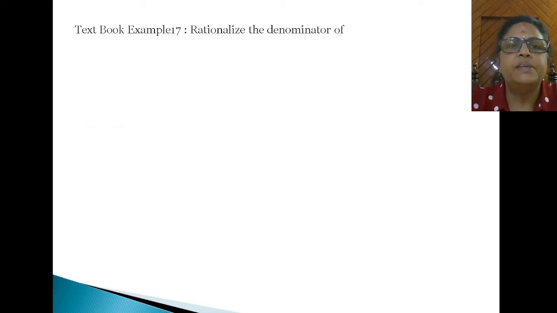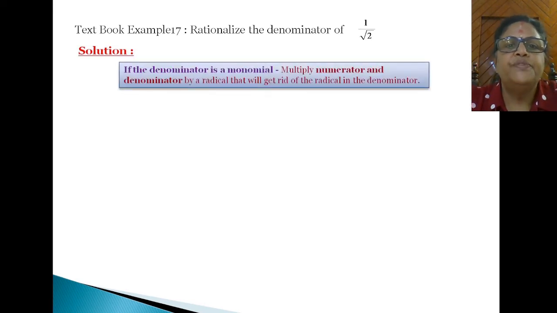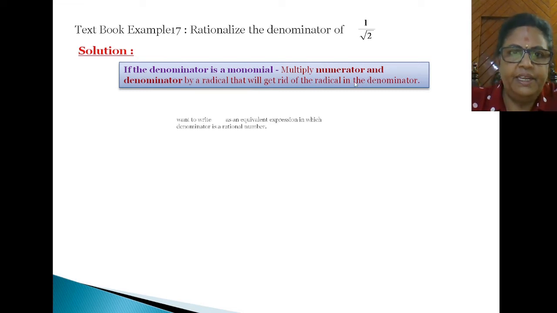Example, textbook example 17, rationalize the denominator of 1 by root 2. Here this is a monomial, only one term. So here the denominator is root 2. So we will multiply the numerator and denominator by root 2 because root 2 into root 2 is 2. So in the denominator we will get a rational number. So if the denominator is a monomial, multiply numerator and denominator by a radical that will get rid of the radical in the denominator. We learned that.